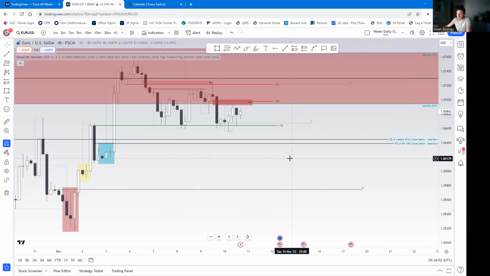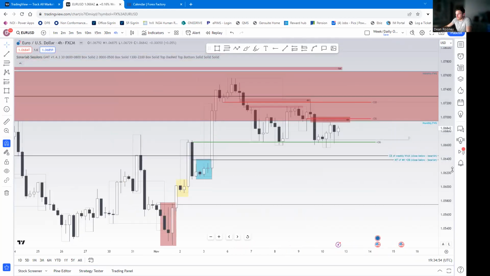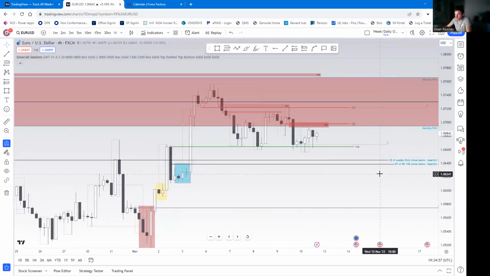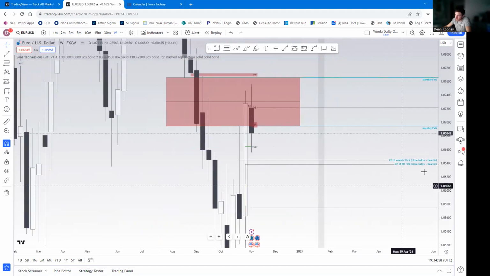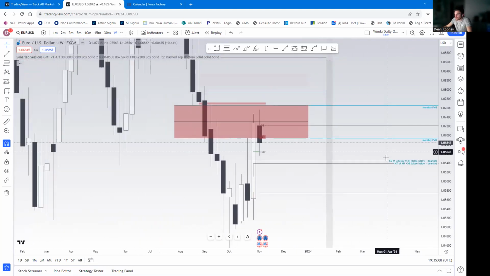If I come back down to Euro USD, so what I actually wrote here, again, think about everything opposite. So I've got the consequent encroachment of the weekly wick. So this here is a weekly candle wick.